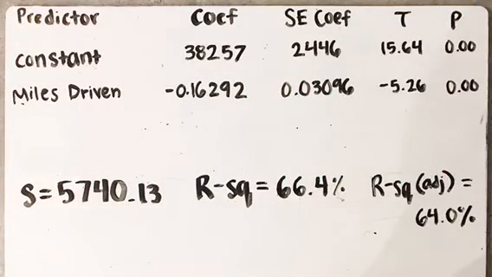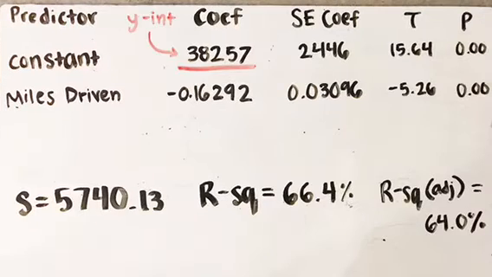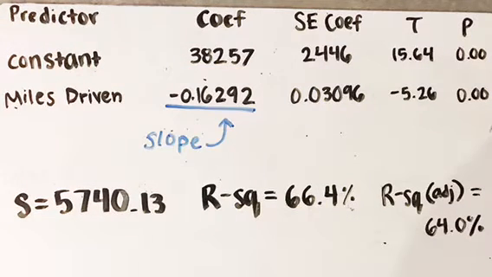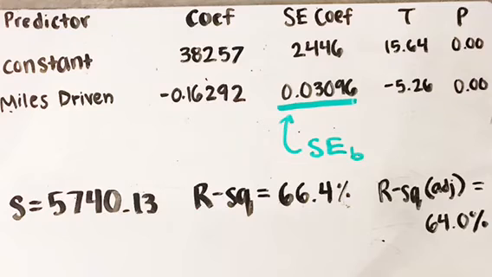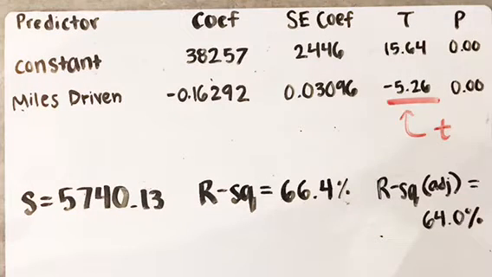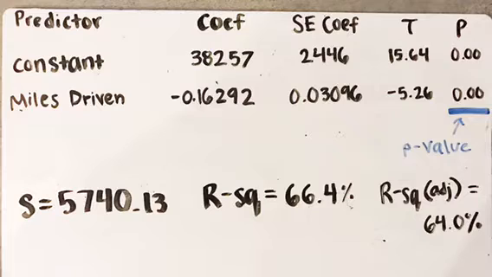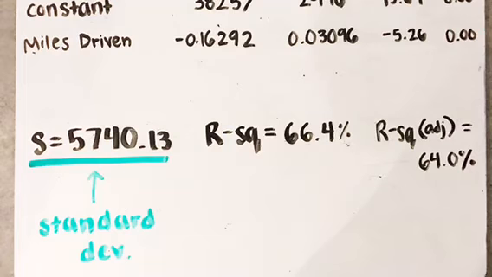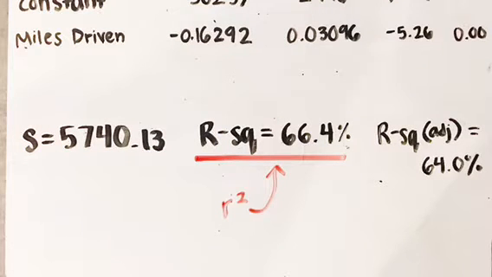Here is an example of how a computer output looks. A computer output allows us to see the y-intercept, slope, and standard deviation of the slope, t or z values, p-values from significance tests, standard deviation, and r squared.